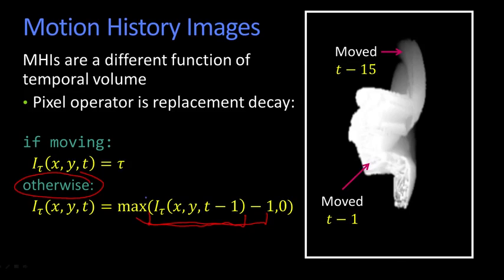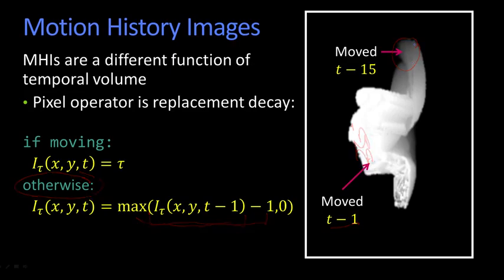So the image on the right is an example. The brighter pixels, like over here, they've moved more recently. So if this is time t, maybe they've moved at time t minus 1. They just moved before. So they started out as tau. So maybe tau is 15. Actually, let's make it 30. That example will work better. It was 30, so now it would be 29. But the pixels up here, the last time they moved was 15 frames ago. So its value would be now tau minus 15. So if tau were 15, it'd be 0, so that'd be black.